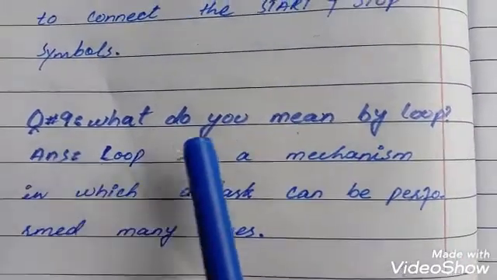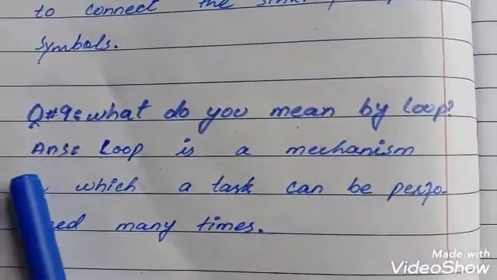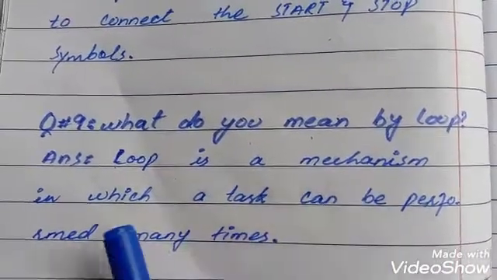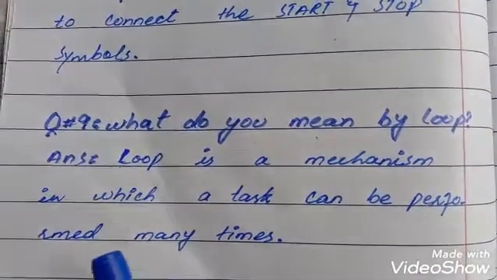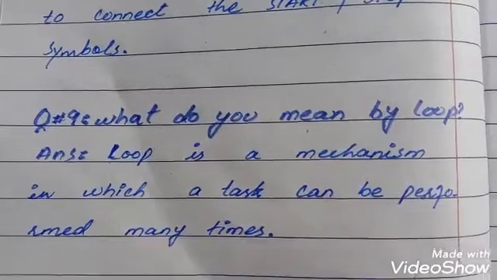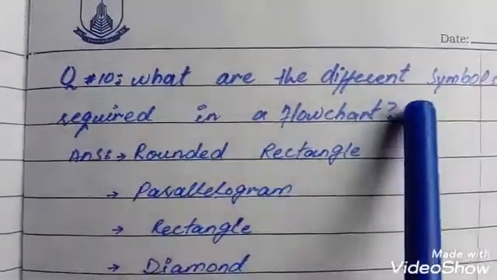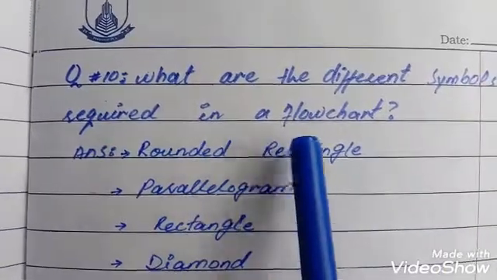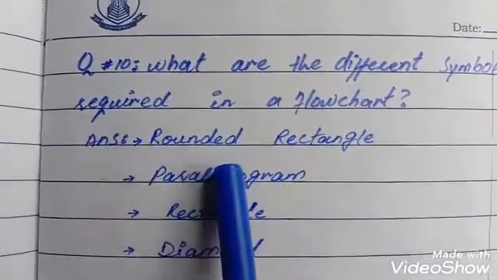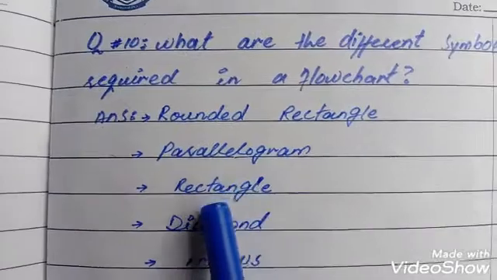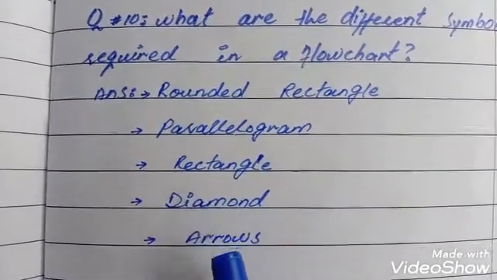Question number 9, what do you mean by loop? Answer, loop is a mechanism in which a task can be performed many times. Question number 10, what are the different symbols required in a flowchart? Answer, rounded rectangle, parallelogram, rectangle, diamond, arrows.